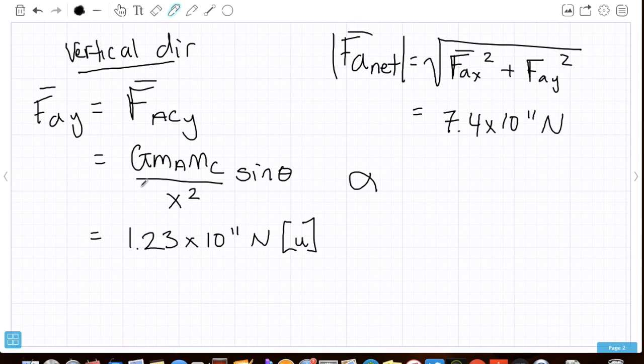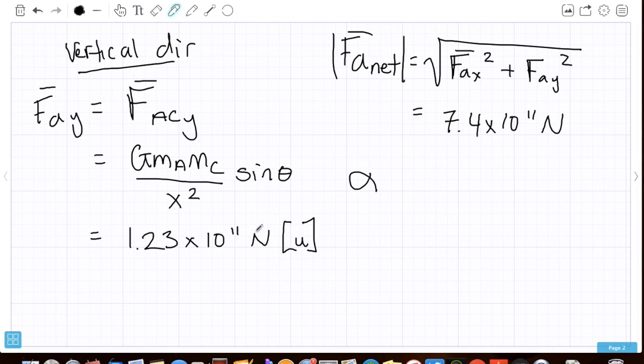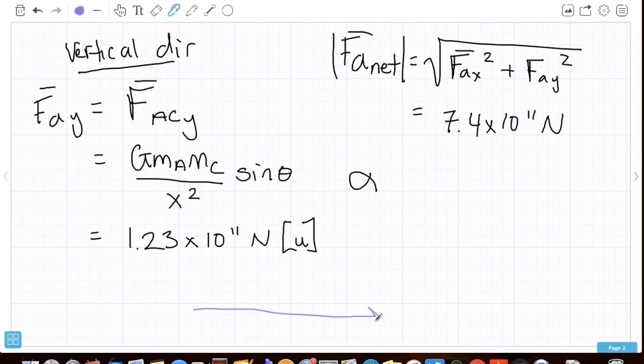So what we have here is C and B are both pulling on A to the right. So that vector is going to be pretty long. So I'm anticipating my overall vector situation to look kind of like this. We've got a really long pull vector horizontally and a not so long pull vector vertically. So this is our FA net, and so this will be alpha.